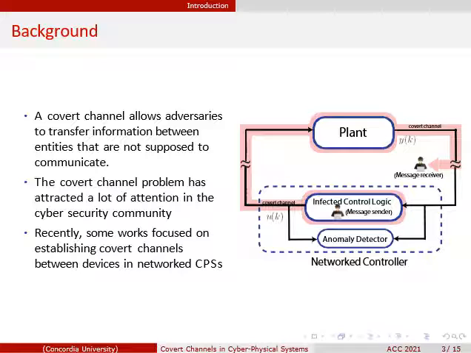A covert channel is a type of attack that allows adversaries to transfer information between entities inside the system that, according to the defined security policy, are not supposed to communicate with each other. The covert channel problem has attracted a lot of attention in the cybersecurity community since the 1970s. But recently, some works focused on establishing covert channels between devices in networked cyber-physical systems.